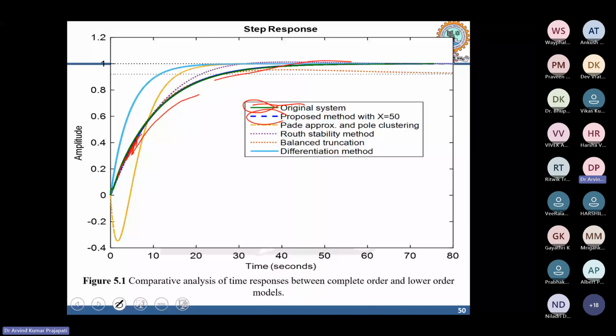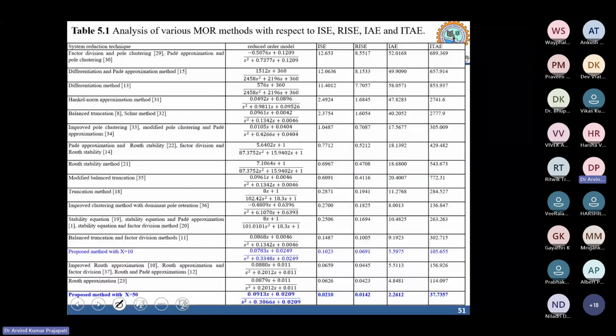And how can we say that? The model order reduction technique is a technique which replaces the original, complicated system with a simple system in such a way that the simple system reflects the same response as the original system. So here the original system's response and the reduced system's response are overlapping. So we can say that the proposed method is giving a good result.